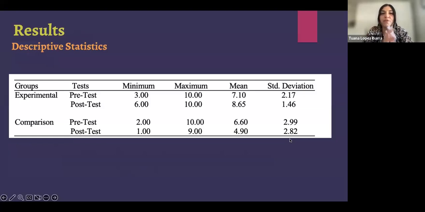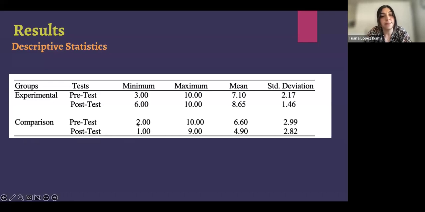And the results. When we came to the results, first we see the descriptive statistics. Here we can see that the experimental group in the pretest received a minimum score of 3 and a maximum of 10. In the post-test, the minimum score was 6 and the maximum score was 10. The experimental group's mean score in the pretest was 7.1 and in the post-test, the mean score was 8.6. And for the comparison group, in the pretest, the minimum score they got was 2 and the maximum was 10.